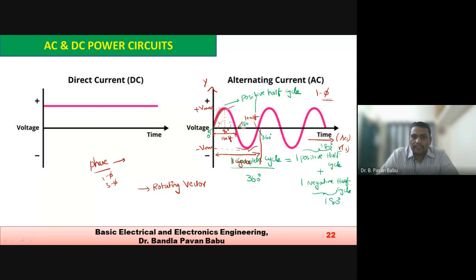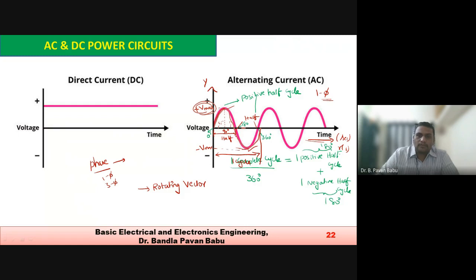Again it starts from maximum to 0, and in the opposite direction from 0, again it reaches maximum, and again slowly it reaches 0. So continuously the voltage magnitude changes with respect to time, and the cycle continues.